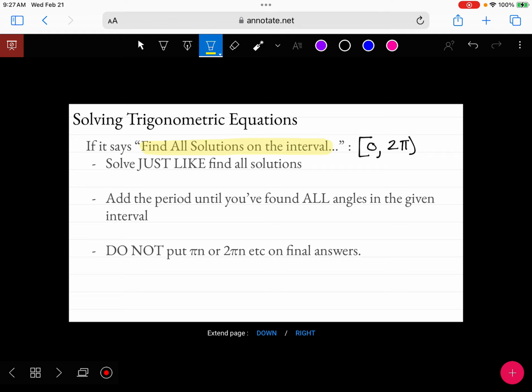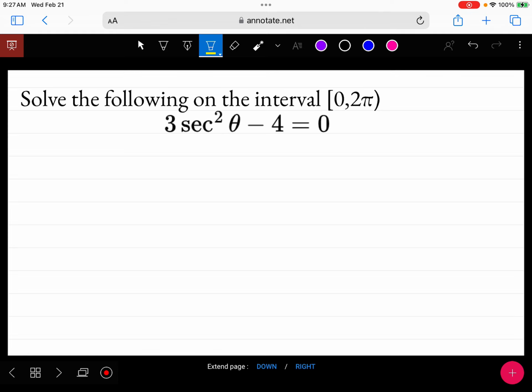All right, looks like we have a lot more people in. So let's look at this one. We're going to solve on the interval, so all of my answers are going to be between 0 and 2 pi. I will not have any answers bigger than 2 pi. So we're just looking at the pure unit circle. And we're going to find when 3 secant squared of theta minus 4 equals 0.